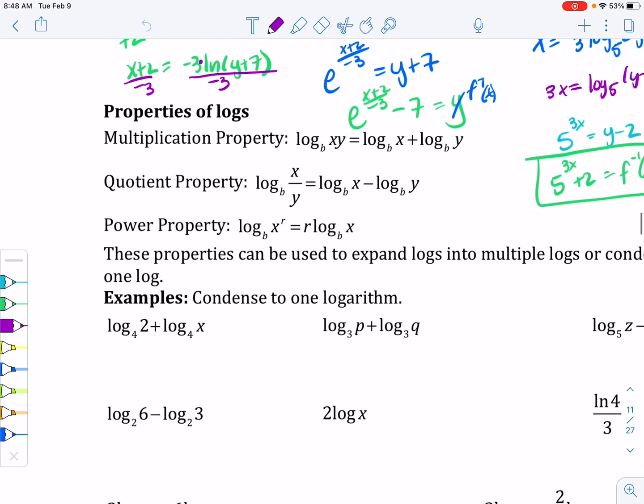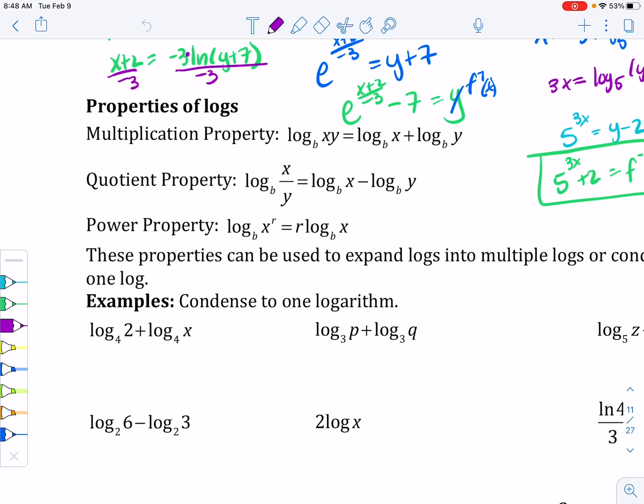There are three properties with logarithms that we're going to take a look at today. So we first have our multiplication property. This says that if you have log of a base and you're multiplying two things together, it can also be written as log base b of x plus log base b of y. So you take the two things in the argument that are being multiplied, you split it into two logs and put a plus in between.